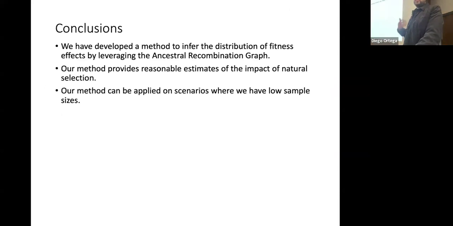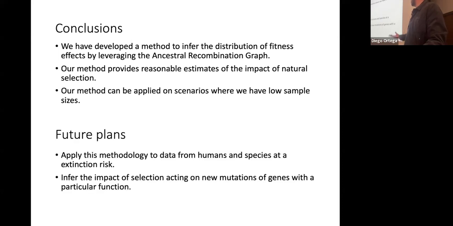So in essence, we have developed a method to infer the distribution of fitness effects by leveraging the recombination graph. So far, it seems like our method can be applied in scenarios where we have low sample sizes, and we're going to apply this methodology to extinction risk and also infer the impact of selection on new mutations of a particular function. We are also doing some more tests to see how well we can infer the distribution of fitness effects using simulated data from other simulators, such as SLiM from Stanford, and also from Stanford PopSim. So that's where we are.